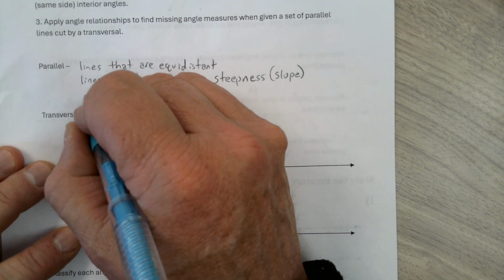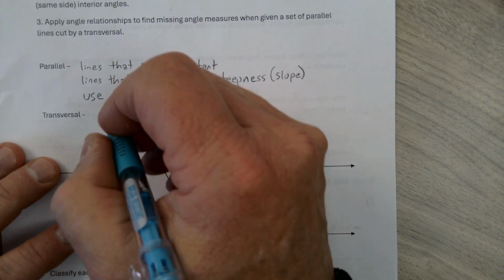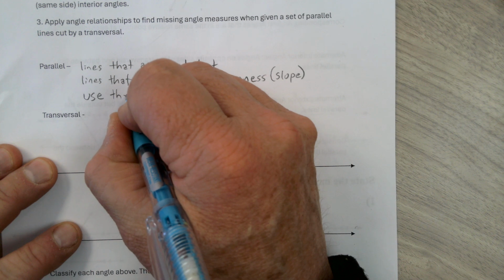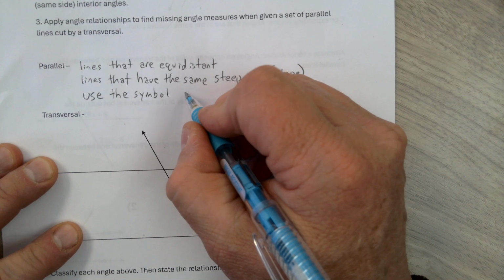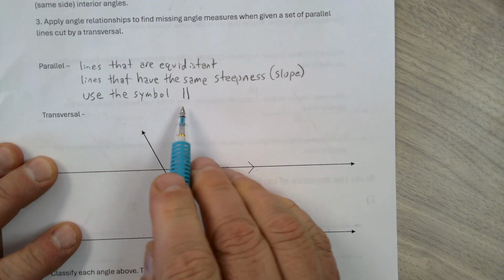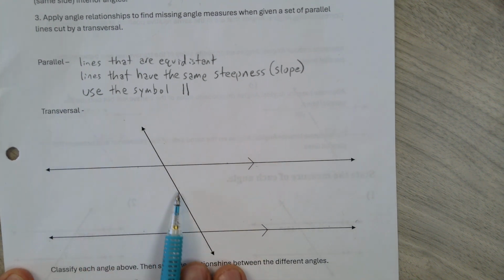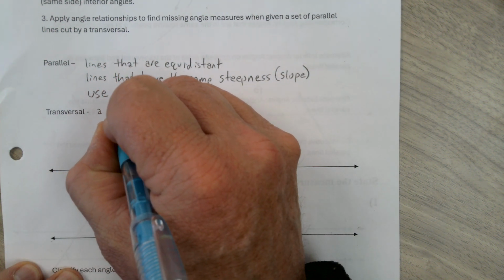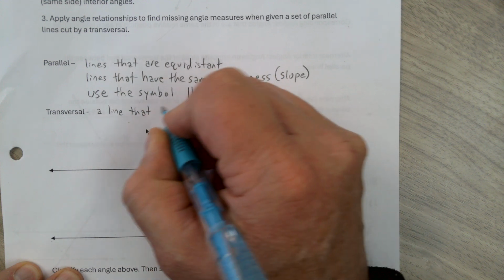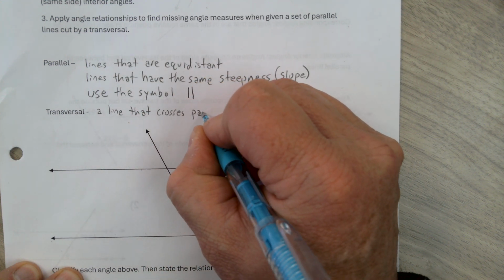And then the symbol we use for parallel, instead of having to write out the word parallel, is if you just draw two vertical lines next to each other, that is the symbol for parallel. Now, a transversal is a line that crosses two parallel lines.